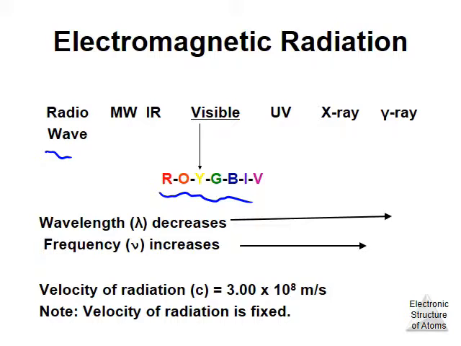Even though we have all these different types of radiation with different wavelengths and frequencies, they have one property in common. They all move at the same speed, and that's called the speed of light or velocity of light. Here we're calling it velocity of radiation, which is 3.00 times 10 to the power 8 meter per second, and that's fixed.